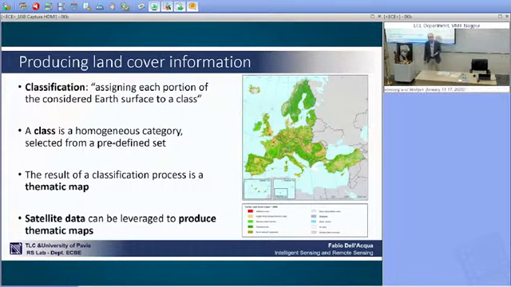So we're using remote sensing as a means to produce thematic maps, but we should be aware that it's not the only possible approach. Another typical approach is, for example, in situ inspection. If you go to the place, you will see what is there, and you can mark the thematic map with the class that you have found there.